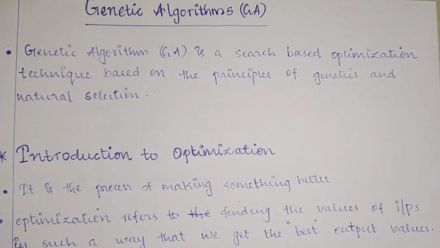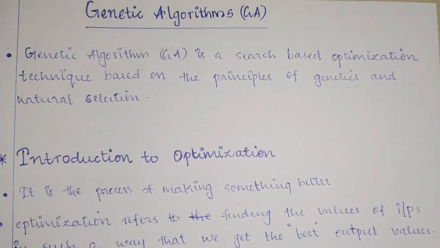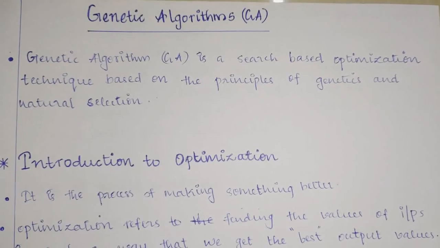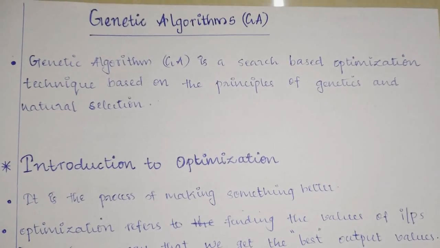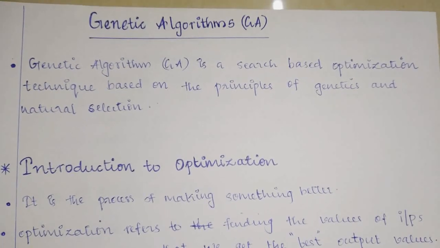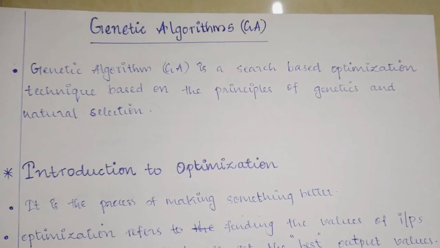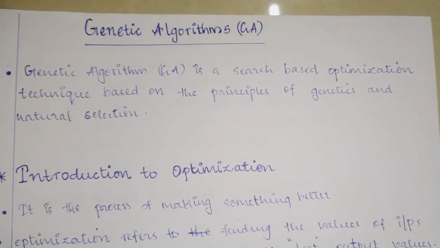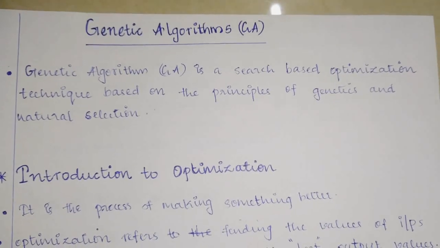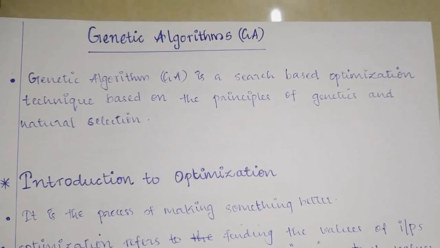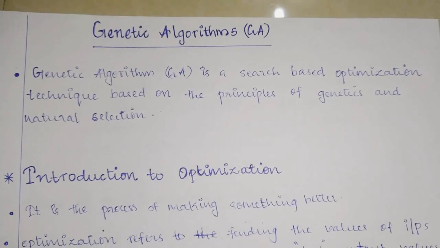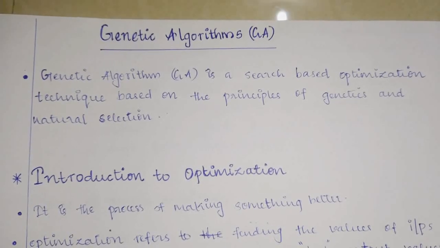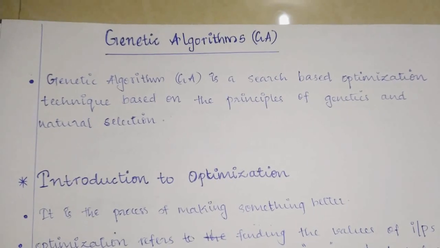Hello friends, today in this video I am going to discuss genetic algorithms in AI. Genetic algorithm is a search-based optimization technique which is based on the principles of genetics and natural selection. So genetic algorithm, or GA, is an algorithm which is used to solve problems based on the implementation of evolutionary processes. Here we used two terms, genetics and natural selection.